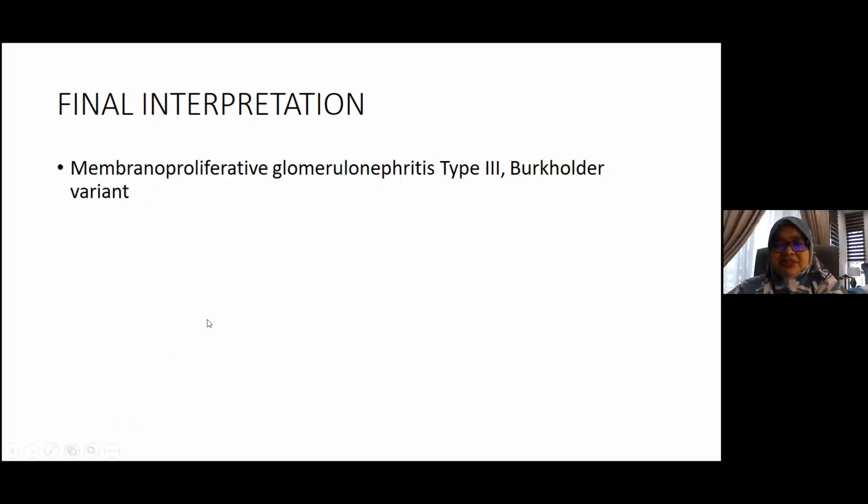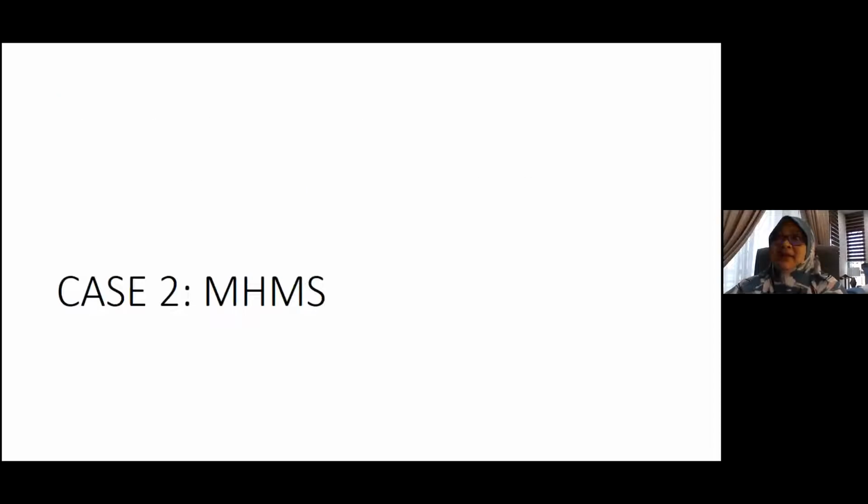So the final interpretation for this case is membranoproliferative glomerulonephritis type 3, whereby we have both the subendothelial component as well as the subepithelial component. So this is the type 3 variant. Okay, all right, so let's move on to case 2.